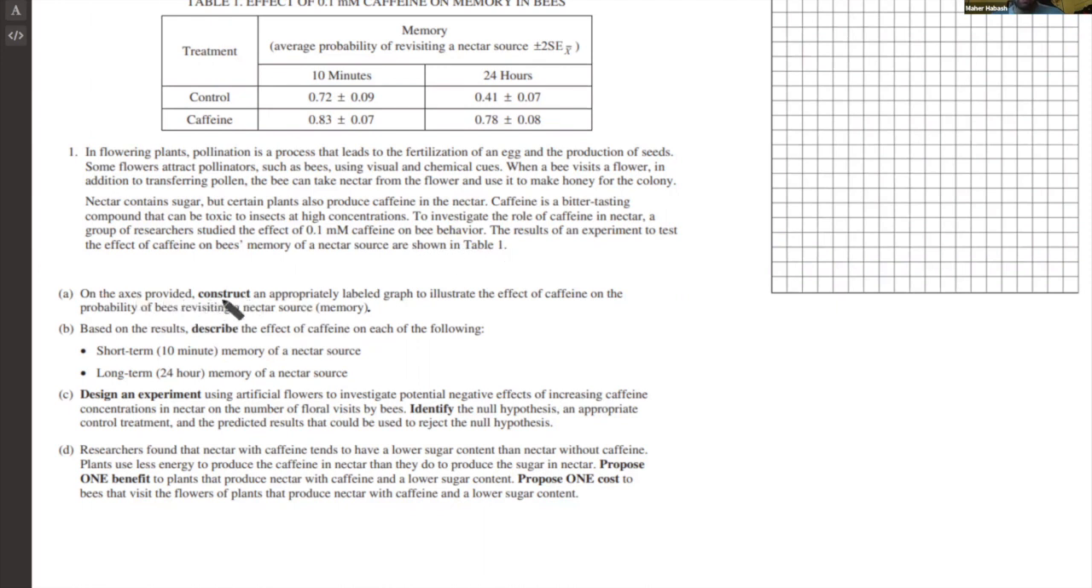Okay. Now, on axes provided, construct an appropriately labeled graph to illustrate the effect of caffeine on the probability of bees revisiting a nectar source. Okay, we have memory, average probability, plus or minus 2 standard errors. And we have a two-way table, control and caffeine, at 10 minutes and 24. So go ahead, everyone take 1 minute, draw what you think might be the appropriate graph and label it. And then if anyone wants to either explain what they did in a minute or type it into chat, we'll go over that. So take 1 minute and do that, please.